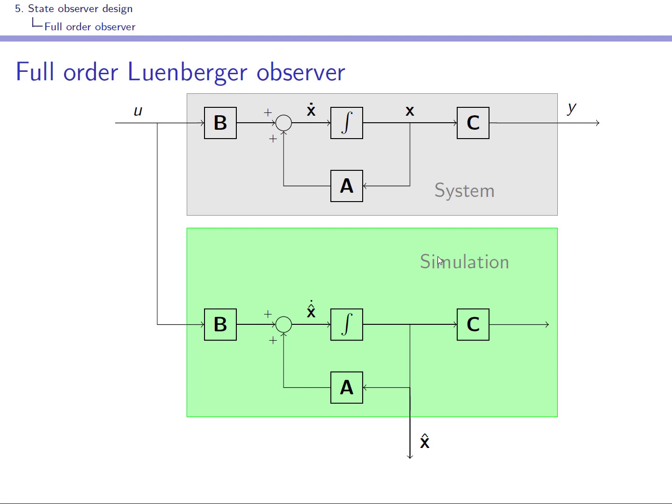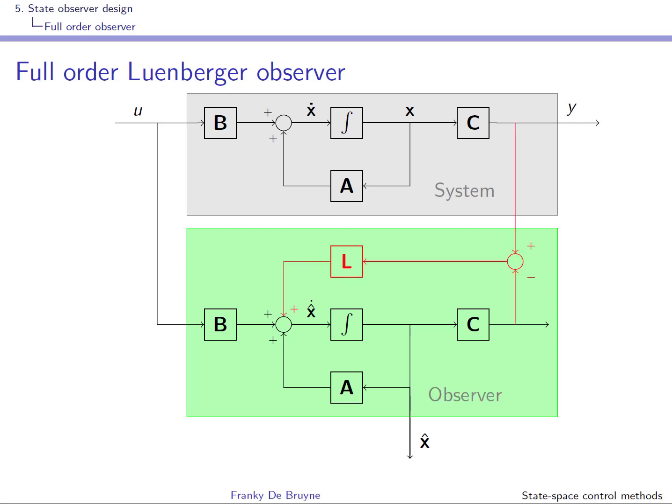So the idea is that we start from the naive observer and try to improve on it, and clearly the improvement will consist in comparing the output of the system y with the output of the virtual plant that is run in parallel, here C x hat. We construct an error and use this error in some kind of feedback mechanism, and this is what is shown over here.